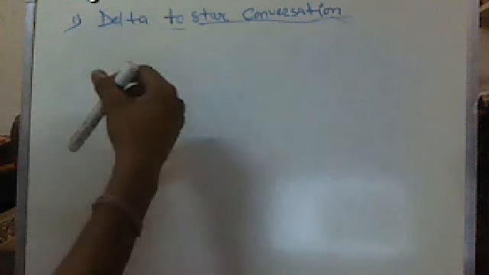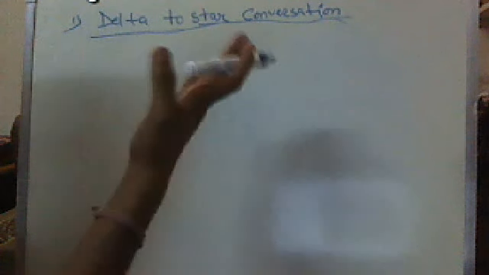Now I am discussing how to solve some electrical circuits. You might have heard about delta to star conversion. What is the use of this conversion? How do you solve an unbalanced Wheatstone bridge with the help of this conversion?